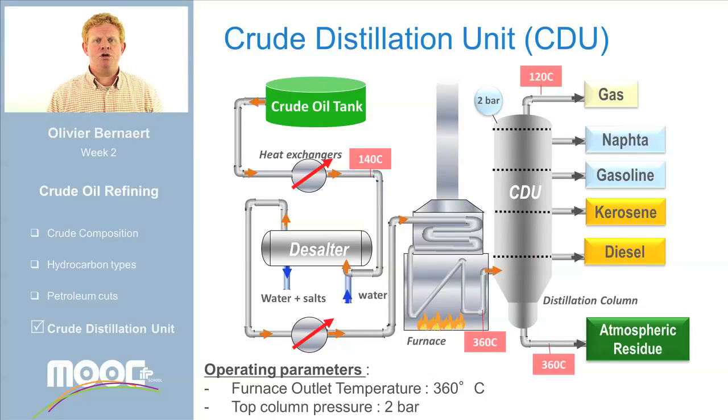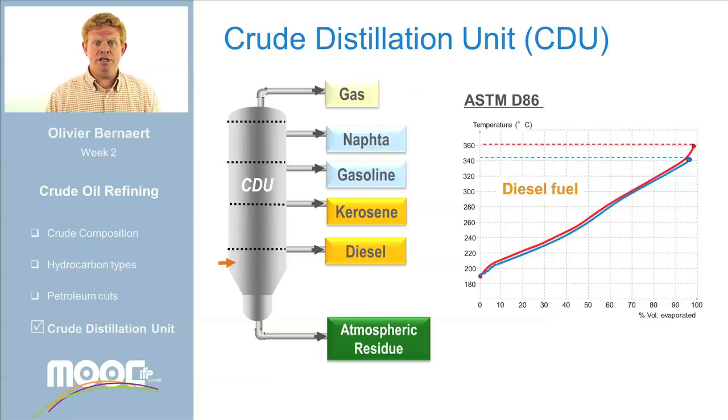By operating the distillation column, we will recover at the top, at around 120 degrees, the gas, then below the other liquid cuts, naphtha, gasoline, kerosene, and diesel. At the bottom of the column, we recover the atmospheric residue at a temperature around 360 degrees Celsius. By playing with the operating parameters of the crude unit, the refiner can regulate the boiling range temperature of each cut and change the initial and final boiling point of the ASTM D86 distillation curve.